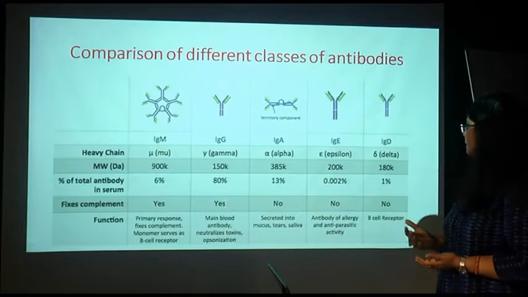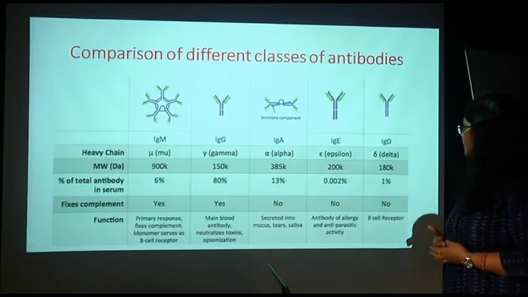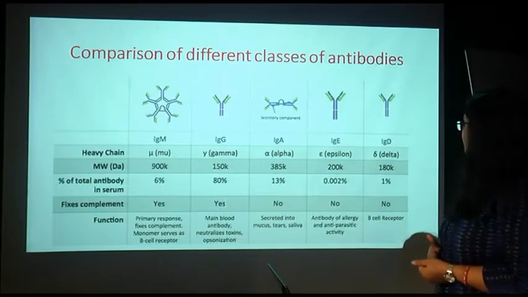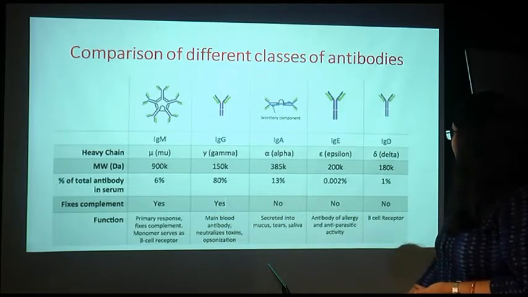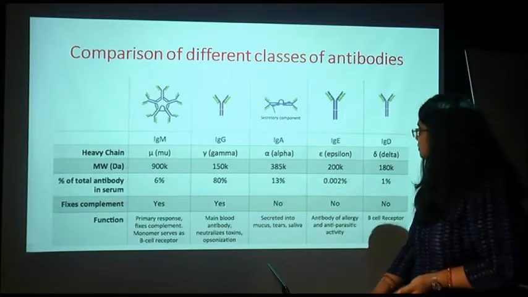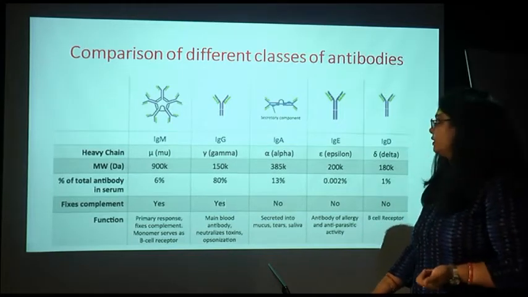It's also a monomer, and it is involved in allergic reactions. Then comes IgD. So IgD is actually involved in B cell maturation. Okay, so IgD is also monomeric in nature.